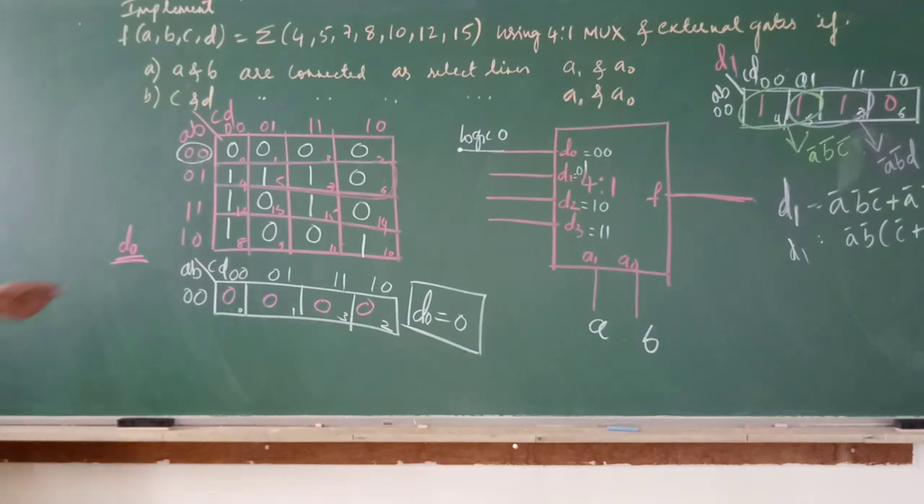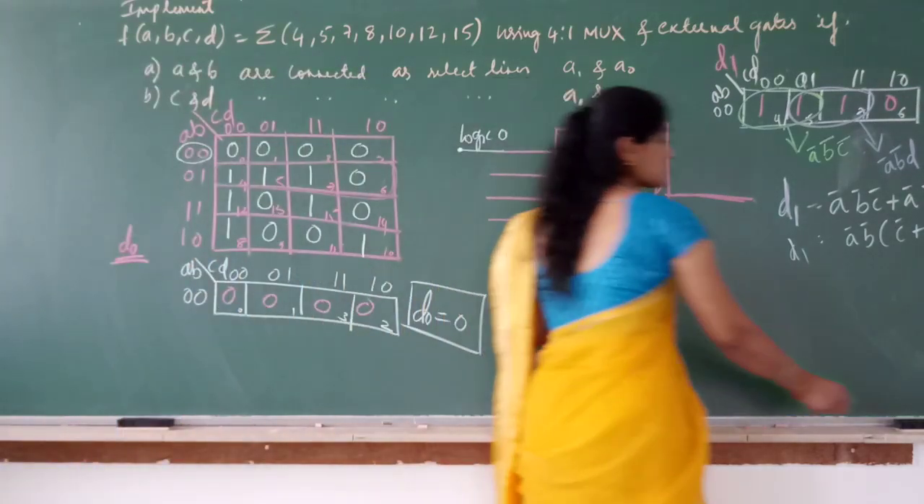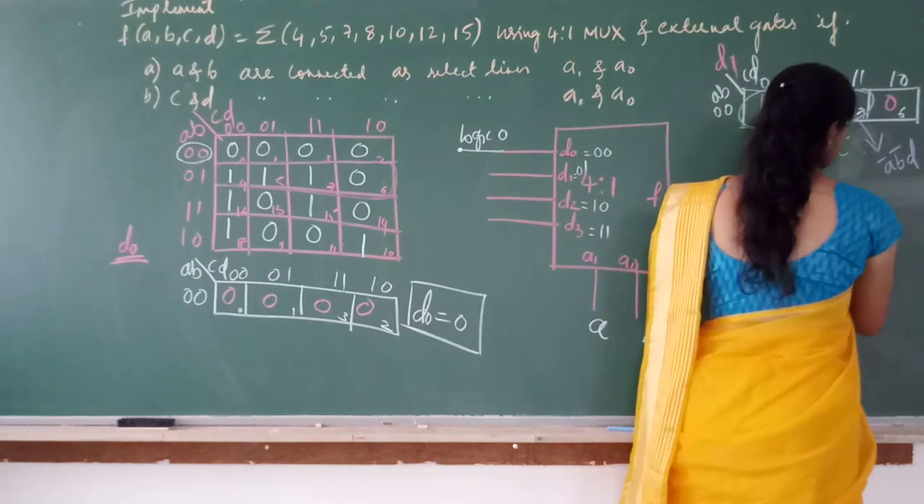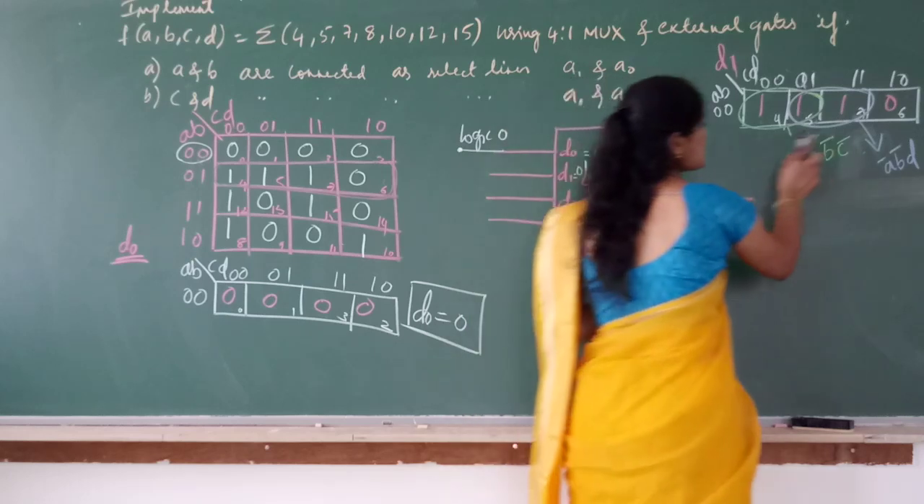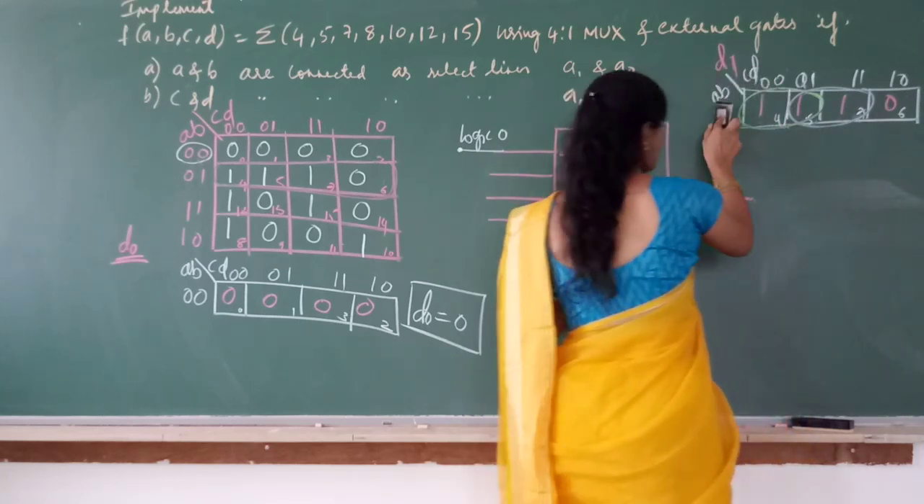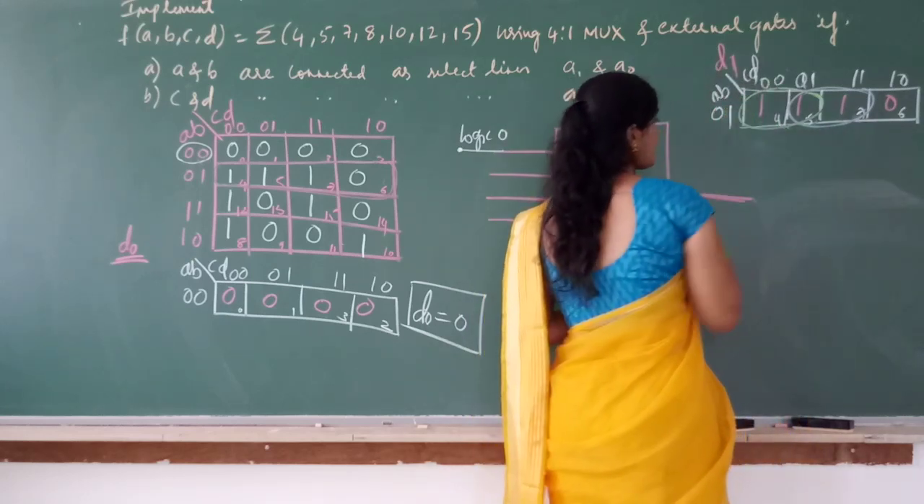Okay, D1, I'm sorry, it is 0, 1, right? AB is 0, 1. I'm sorry. AB is 0, 1. Okay, we have made a mistake here. AB is 0, 1.